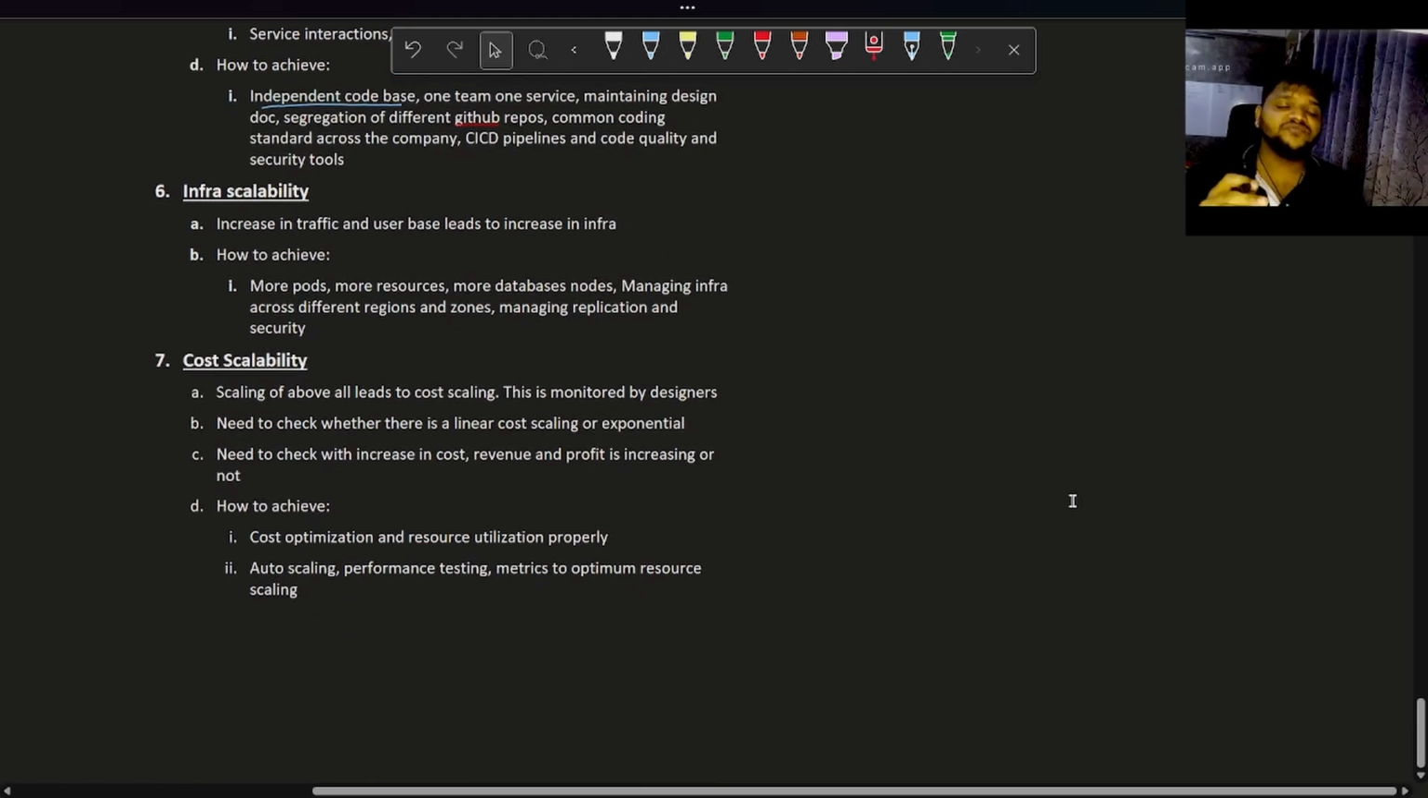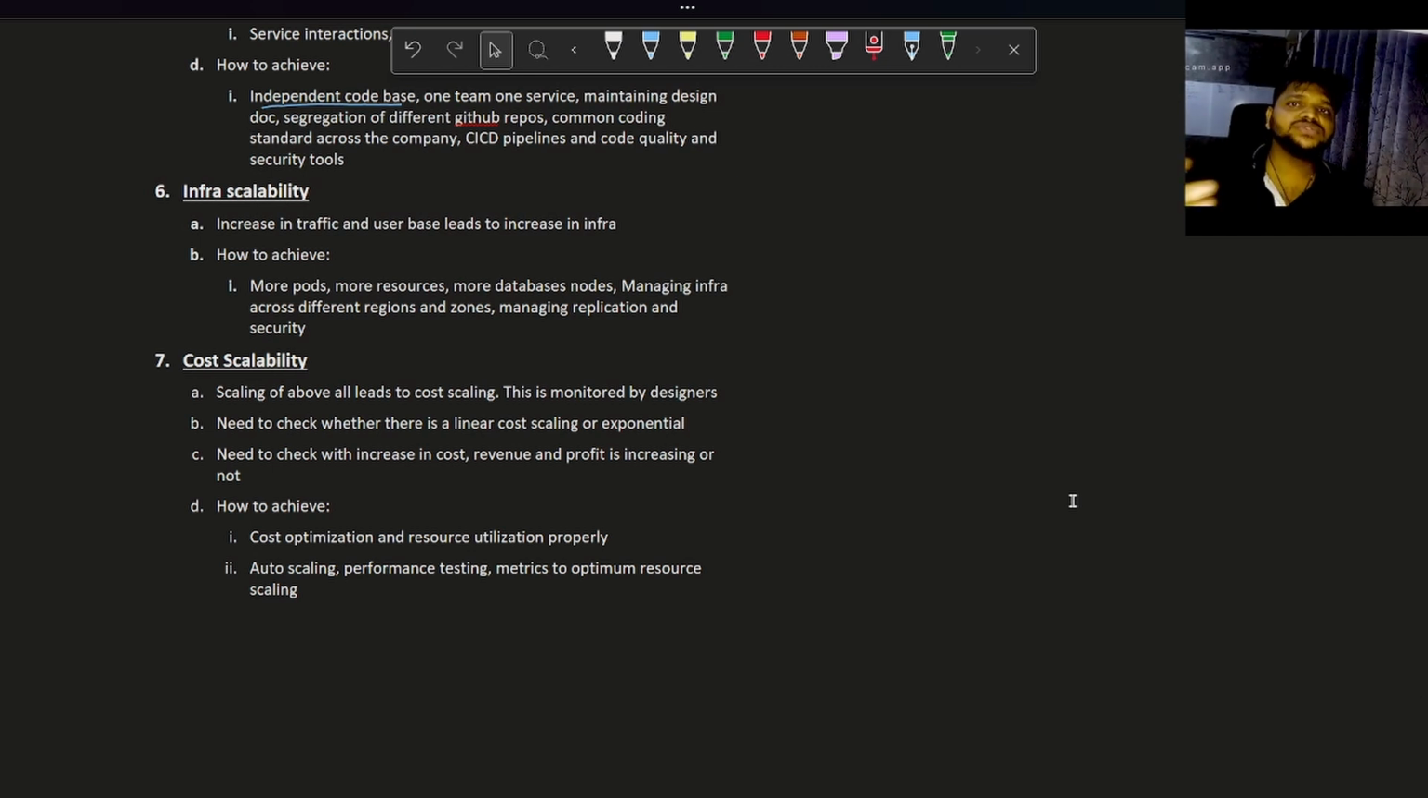Let's discuss infra scalability. Now when the requests are hitting, when the user base is increasing, when the traffic is increasing, when the code base is increasing, everything is increasing, we need to scale our infra.